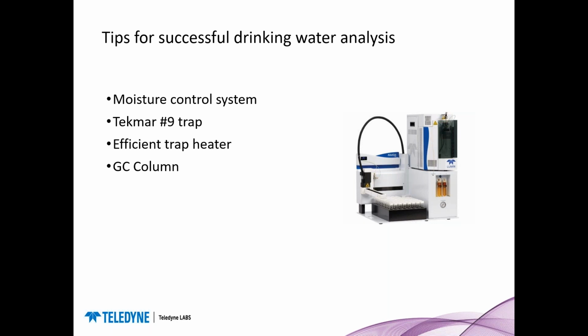Right? And GC column, by using shorter narrow bore GC columns, we can adjust that split ratio. So again, we want a higher split, and that allows less of that moisture to get onto the column because it's going off to vent.